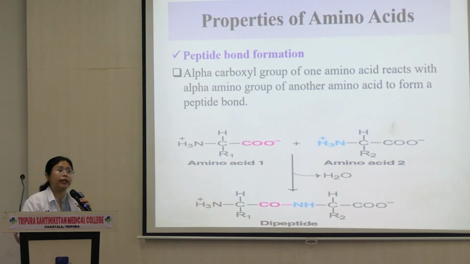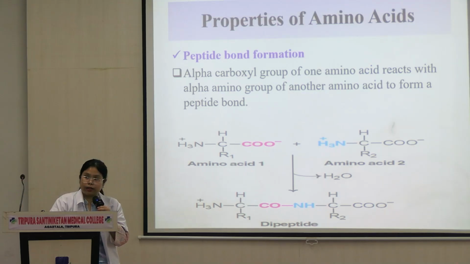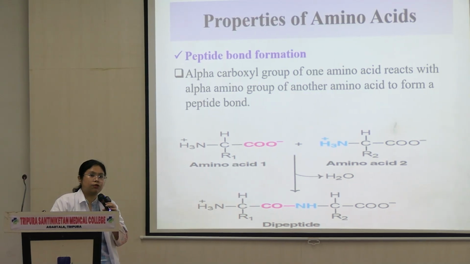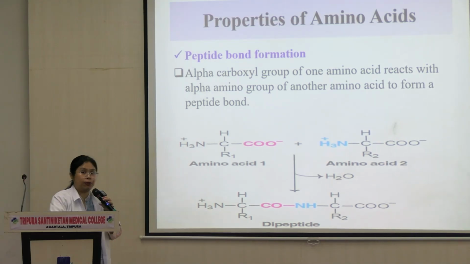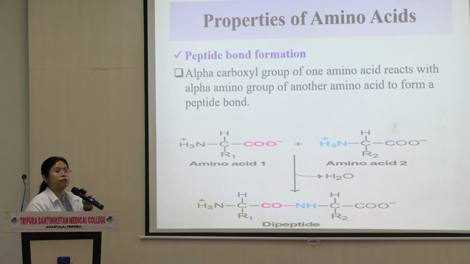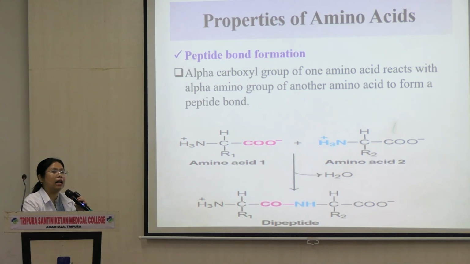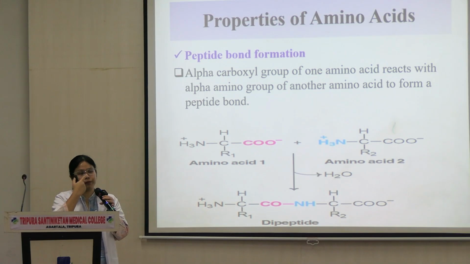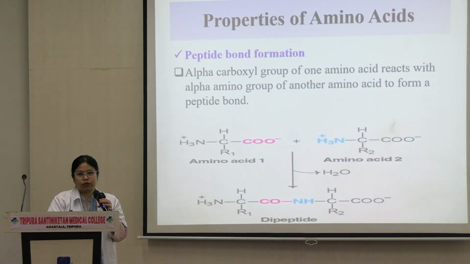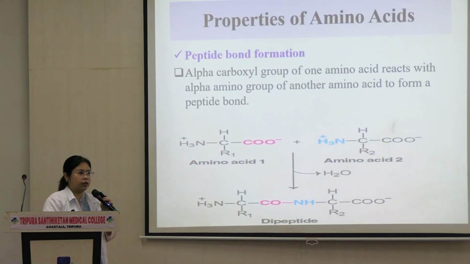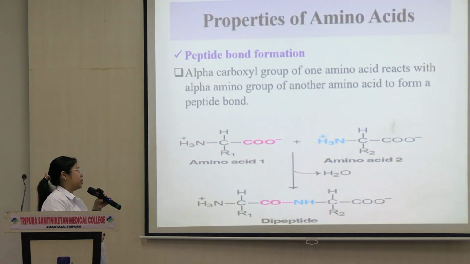What is the bond in carbohydrates? Glycosidic bond, right? And in fats it is called ester linkage. The same way in amino acids we have peptide bond. But that bond is not formed just randomly with anybody, okay? Alpha carboxyl group. What is alpha carboxyl group? The asymmetric carbon के साथ जो carboxyl group जुड़ता है, that is called alpha carboxyl, and same with the amino group that is joined to the asymmetric carbon.